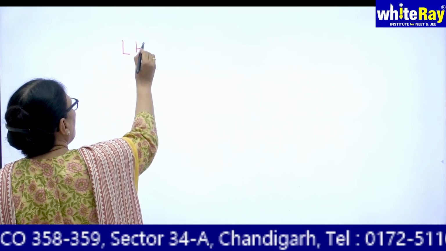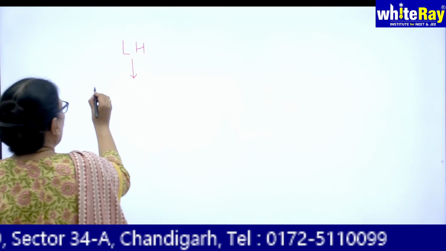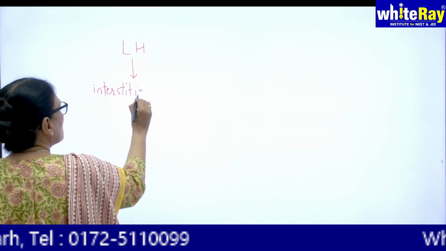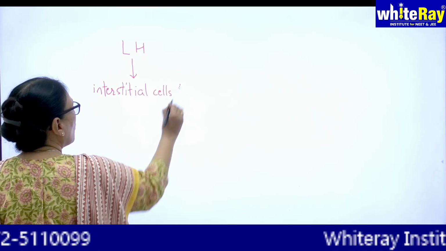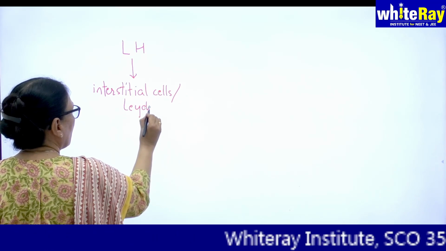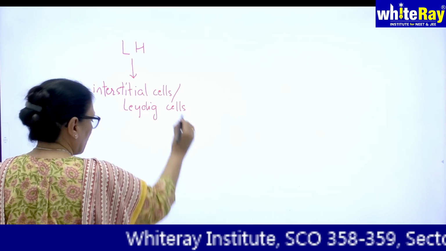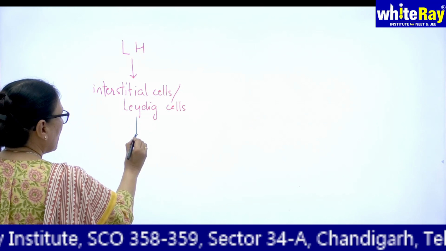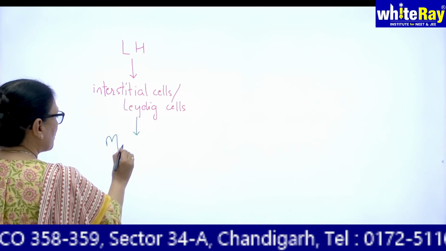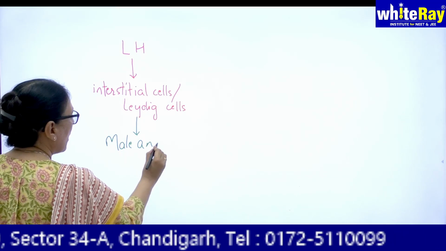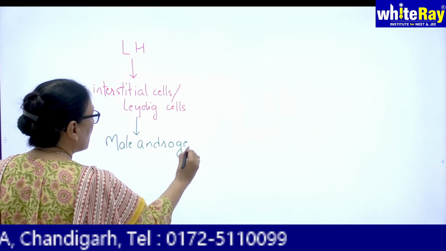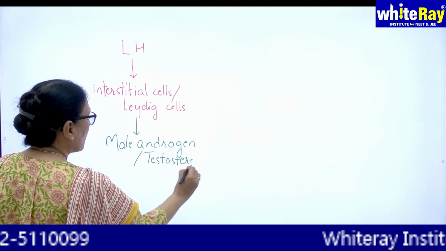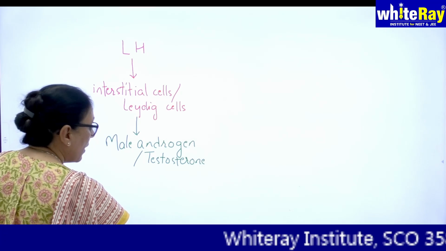Now, what does LH do? What is the target of LH? It acts on interstitial cells, also called Leydig cells. Under its influence, Leydig cells secrete male androgen, and male androgen is testosterone.